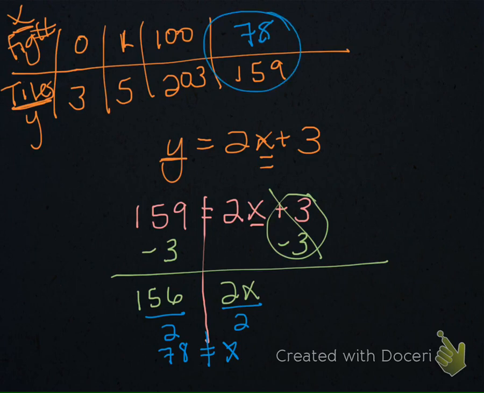I can totally check myself by saying the rule says that if I take 2 times the figure number and add 3, I should get the number of tiles. So if I take 2 and multiply it by 78, I get 156, and 156 added to 3 is 159.